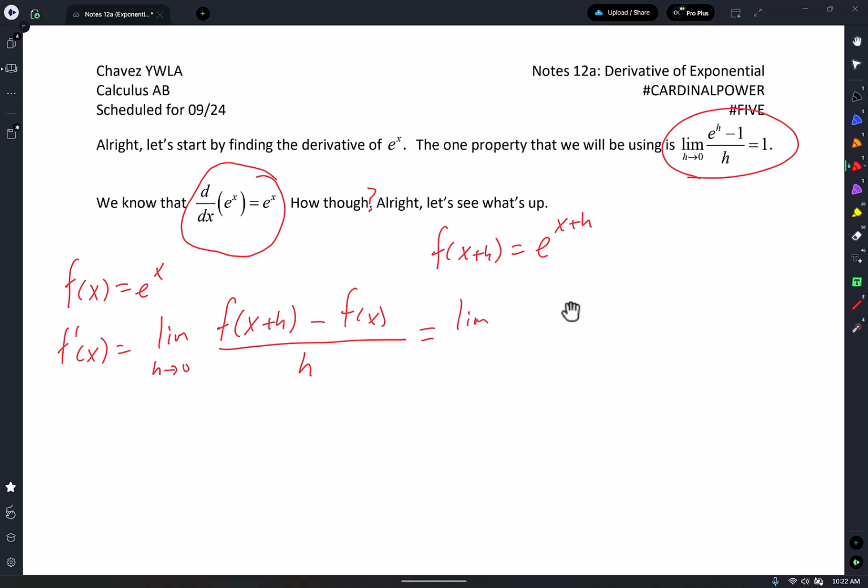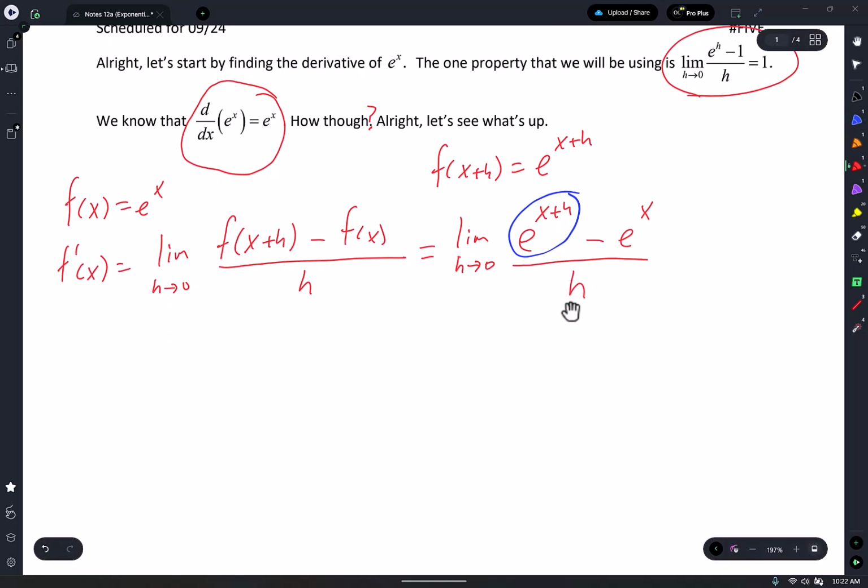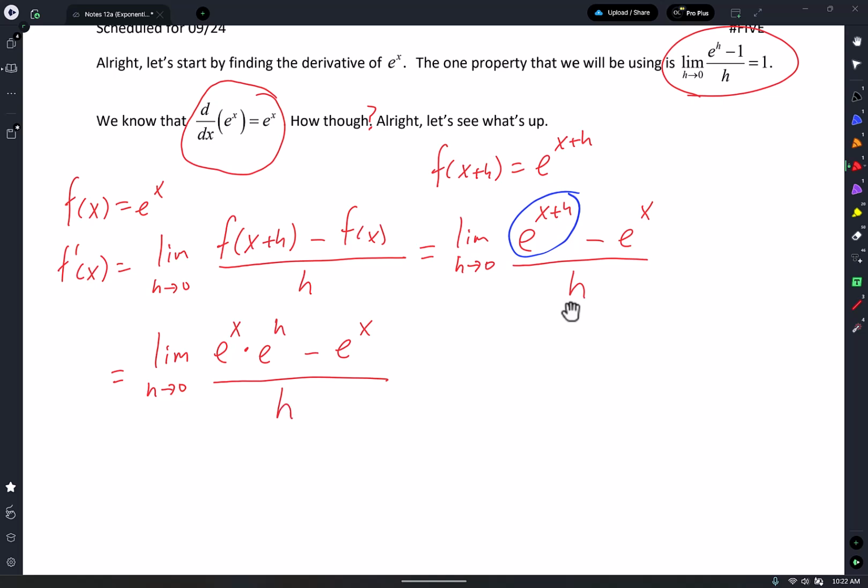Limit as h approaches 0 of e to the x plus h minus e to the x all over h. Are we still okay? Okay. I'm looking at this and using my law of exponents, and I can rewrite that. I'm going to put an equal sign: limit as h approaches 0, I can rewrite that as e to the x times e to the h minus e to the x all over h. And I'll wait for you guys to catch up.